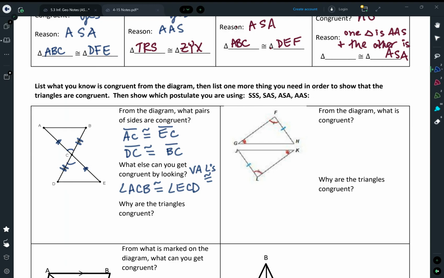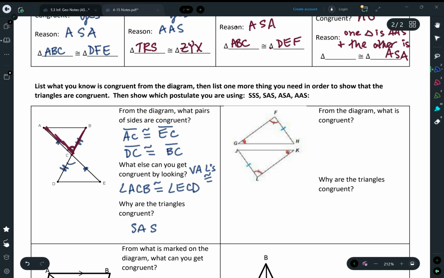Why are the triangles congruent? They're congruent because we have a side and then an angle and then a side. So my angle is connecting those two sides. If I trace both of the sides on one of my triangles, they will connect at this angle. So that's how I can tell it's side, angle, side. The angle is in between.